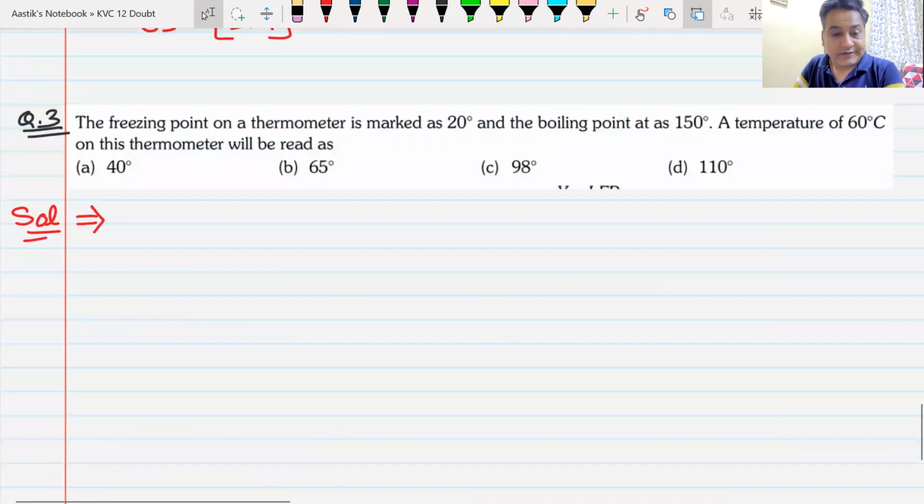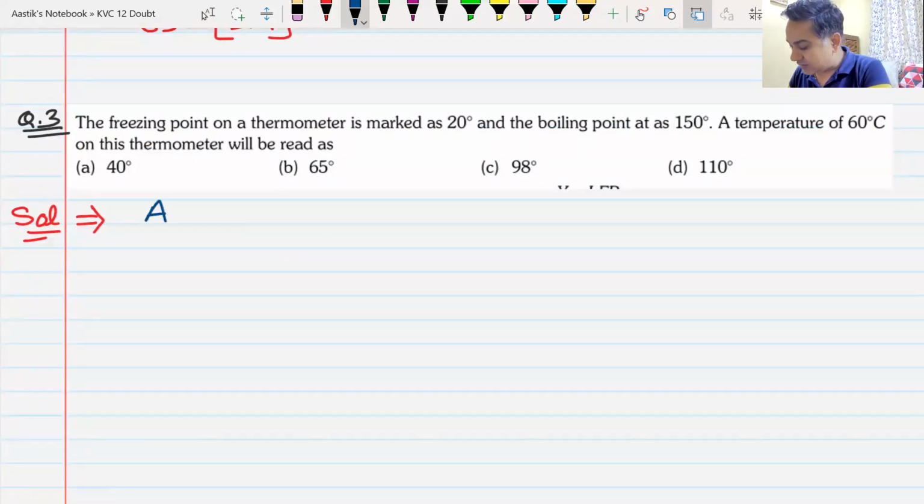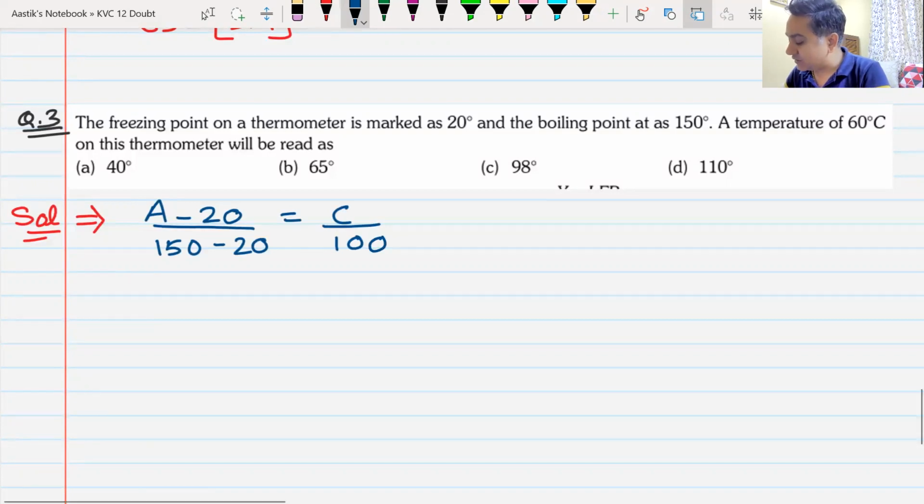So this is a simple question. It has to be done as simply as possible. You just put the formula. The temperature on that scale, let us call it A. A minus freezing point, which is 20, divided by boiling point, 150, minus 20, that is 130, is equal to C minus 0 divided by 100. C is given as 60. So I'll just put 60 here. The rest is pretty simple and straightforward. Yes or no?